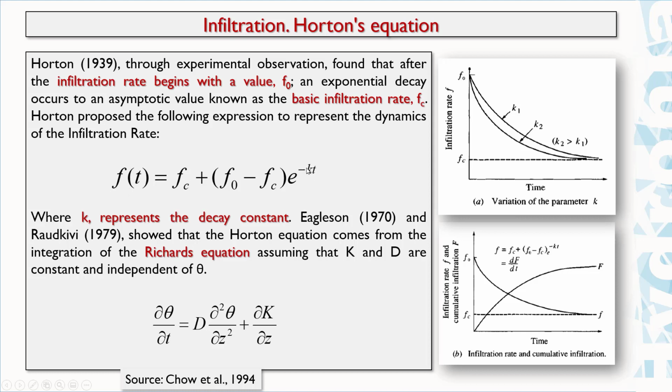The time is here, multiplied by the exponential to the minus kappa multiplied by time. Well, this is the Horton equation, and that's how this infiltration rate has this exponential decay until it reaches this asymptotic value. Okay, and the relationship between the infiltration rate and the cumulative infiltration is this one. Time here, and then either cumulative infiltration or infiltration rate.